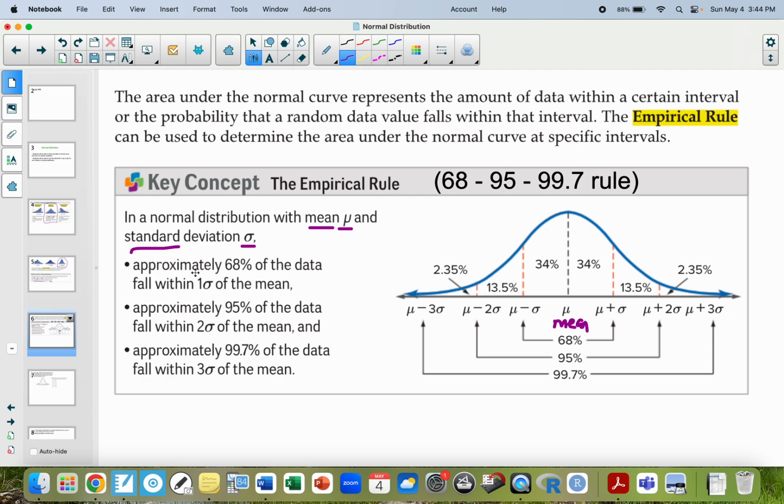This next bullet point says 68% of the data falls within one standard deviation of the mean. So this is saying mu plus one standard deviation, mean plus one standard deviation. Think about this as one, let me write that underneath. In either direction, this is one standard deviation away. If I go one standard deviation away, that is going to be 34% of my data on either side. So 68% of my data is one standard deviation away from the mean in either direction.